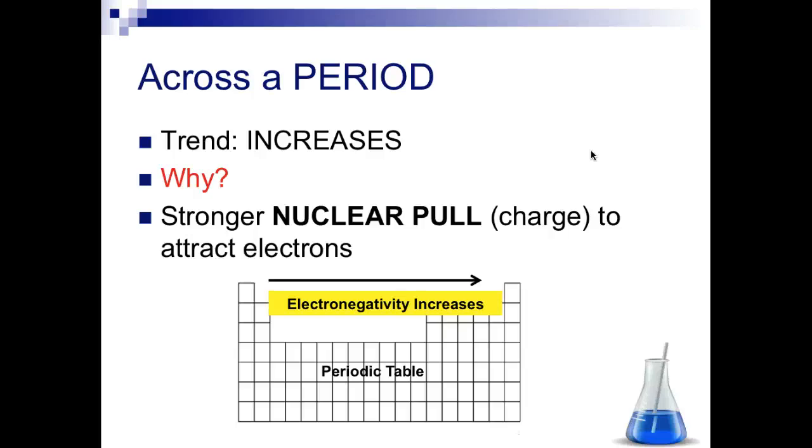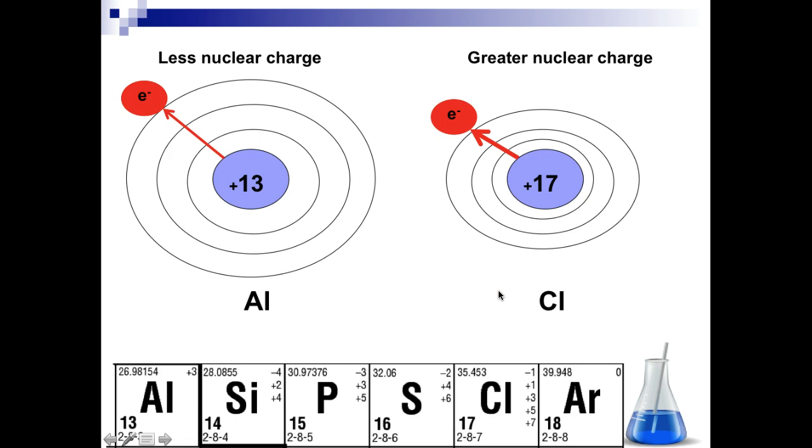Across a period, the trend is going to increase. Why? That is because there is a stronger nuclear pull, positive charge, to attract the electrons. So as we go from left to right across the period, it's going to increase. Again, why is this happening? In a larger atom, this pull is less, so it's going to be very hard to attract those outer electrons and to bring more electrons into the atom. For a smaller atom, this pull is greater, so it's going to be very easy to attract electrons.